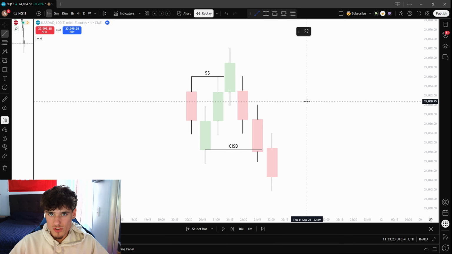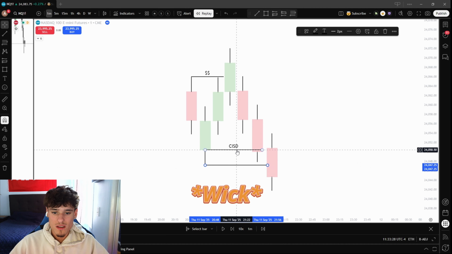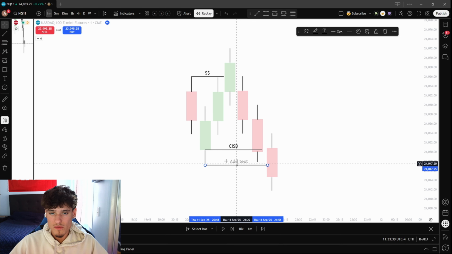But market structure shift, what is it? Instead of looking for the change of a state, we look for the candle. So as you can see, they are very, very similar. Now, since they're so similar, which one should you actually use?